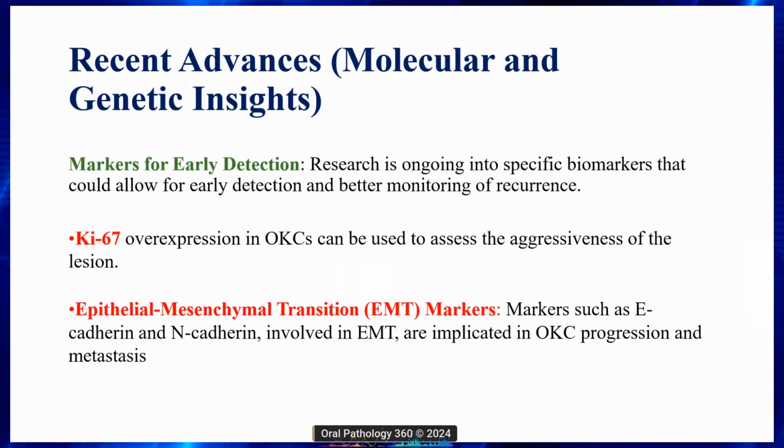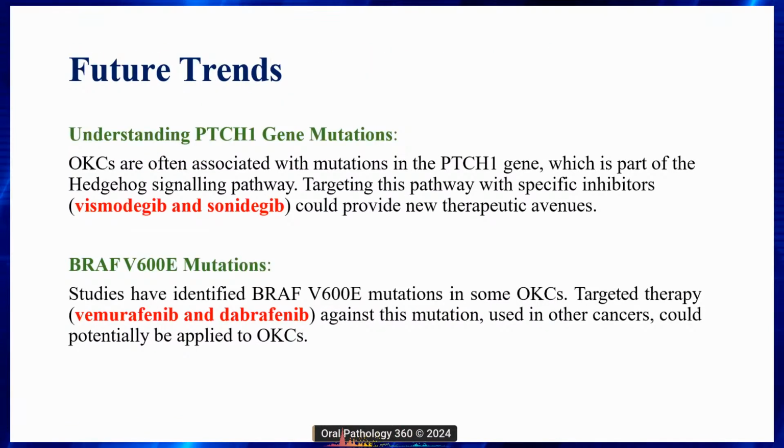There are also some recent advances in molecular and genetic insights into the behavior of odontogenic keratocysts. Markers are being developed for early detection, and research is going on into specific biomarkers that could allow for early detection and better monitoring of recurrence. Ki67 overexpression in OKCs can be used to assess the aggressiveness of the lesion. Some epithelial mesenchymal transition markers, such as E-cadherin and N-cadherin, can also be used to determine the progression and metastasis of OKCs.